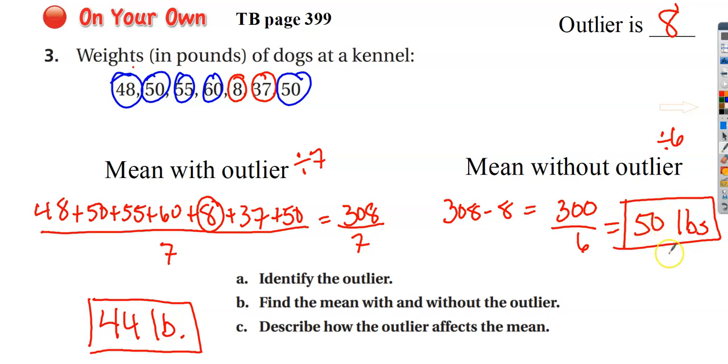In fact, there are 2 dogs that weigh 50. That's maybe a coincidence, but if I look at the 50 as my middle point, without the outlier, there are 2 numbers above 50 and 2 numbers below 50. So that seems more like a fair share.